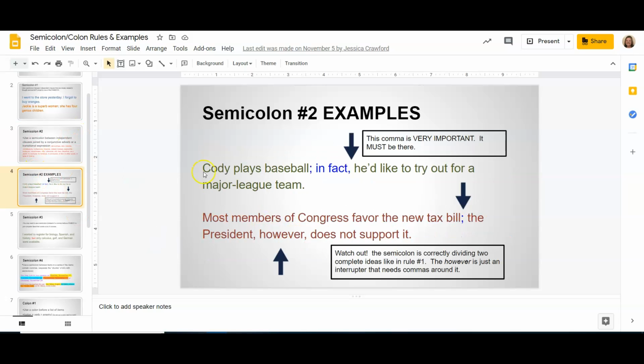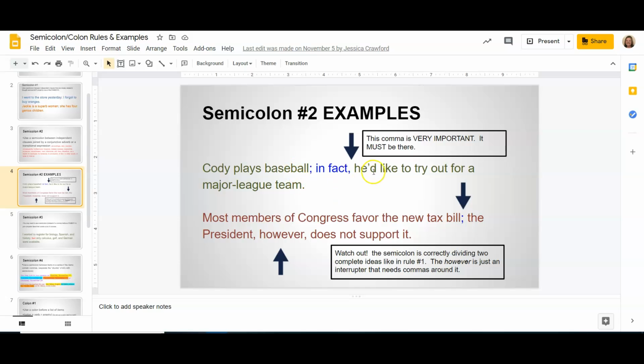So here on the next slide, remember you have a slideshow with all these rules in it in your semicolon folder. Here's some examples. Cody plays baseball; in fact, he'd like to try out for a major league team. So the first part, Cody plays baseball, is a complete idea, a standalone sentence, a perfectly good sentence. He'd like to try out for a major league team, same thing, complete idea, perfectly good sentence.